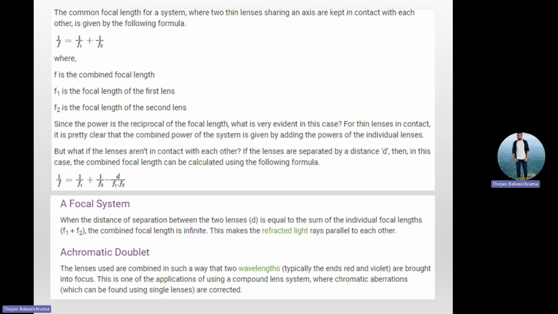Since the power is the reciprocal of the focal length, what is evident in this case? For thin lenses in contact, it is pretty clear that the combined power of the system is given by adding the powers of the individual lenses. But what if the lenses aren't in contact with each other? If the lenses are separated by a distance d, the combined focal length can be calculated using the formulas introduced.